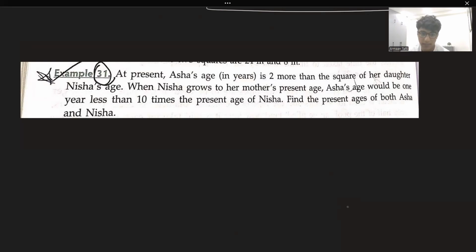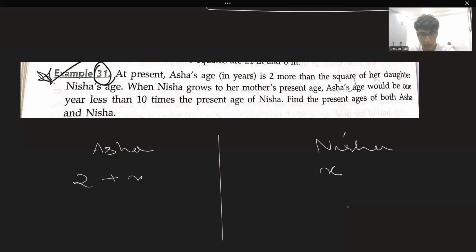Okay, so let's see. At present, let's just draw a table. It's always helpful when we see these age questions to draw a table. So that's Asha and Nisha. Asha's age is two more than the square of her daughter Nisha's age. So if Nisha's age is x, Asha's age is two more than the square of her daughter Nisha's age, right?